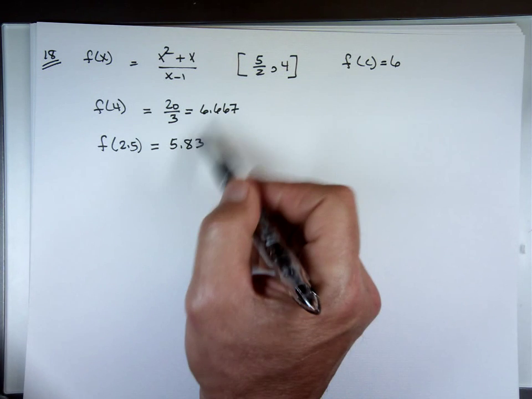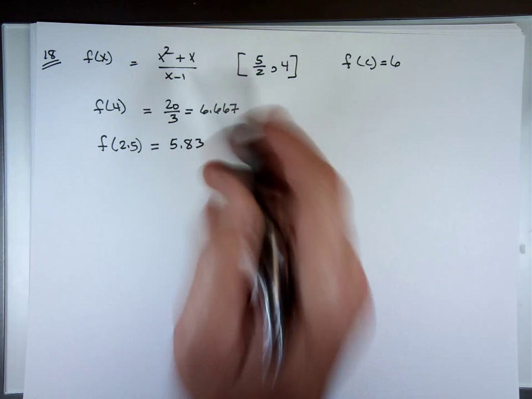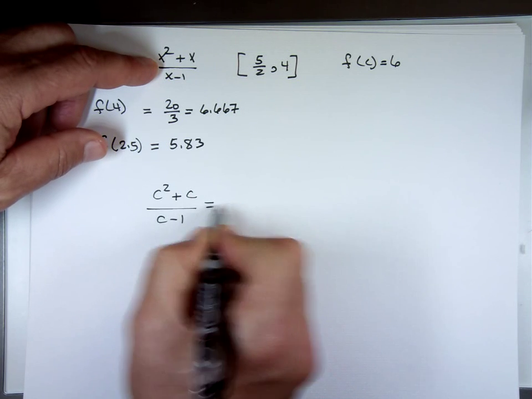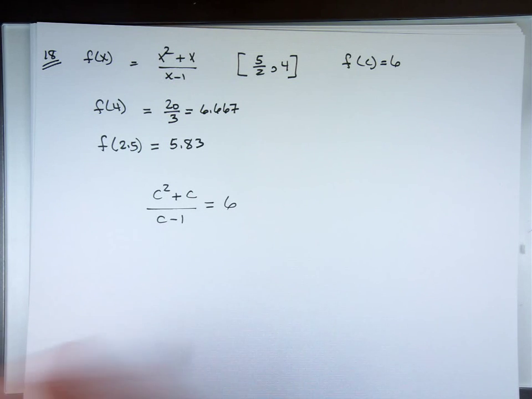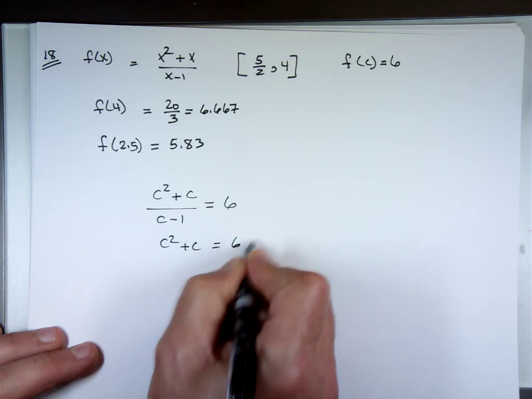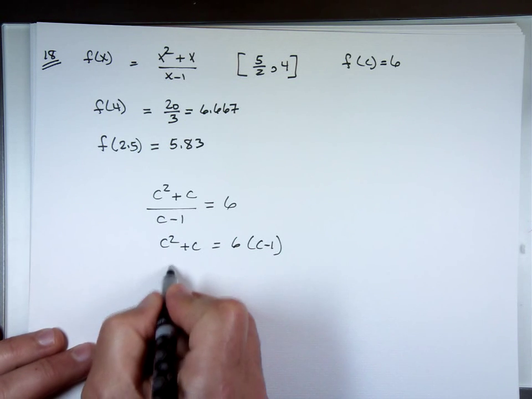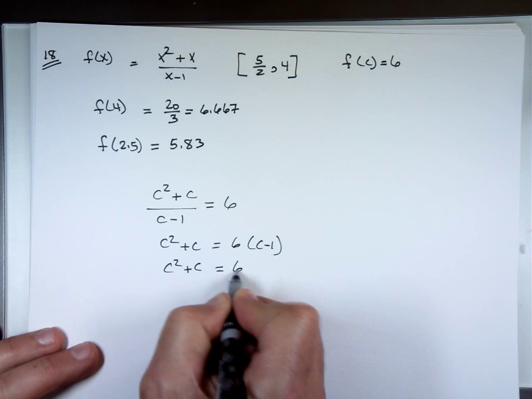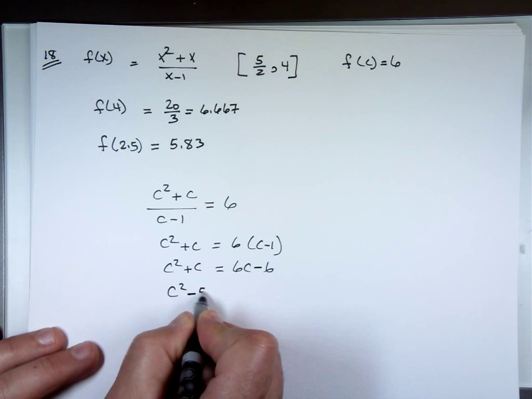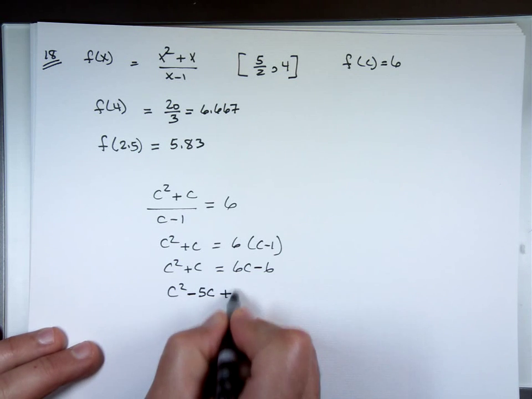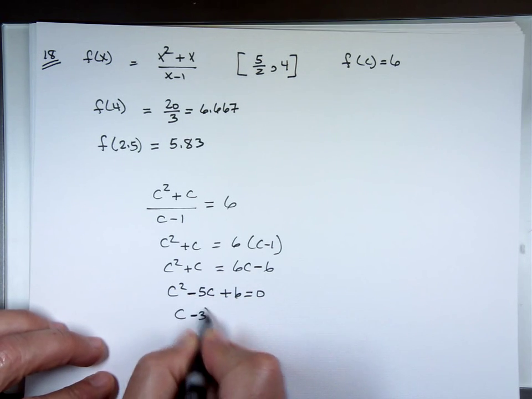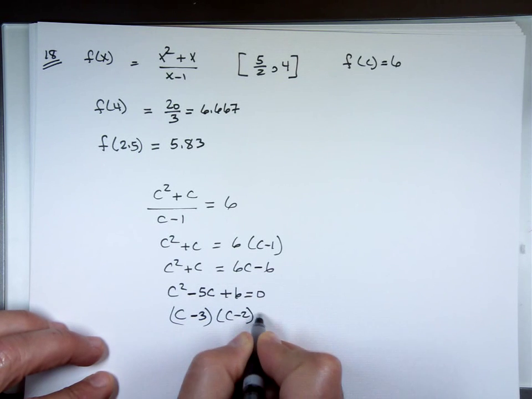So let's take the c and plug it in here. C squared plus c, if you don't want to use x. You can use x and solve it. It doesn't really matter if you use c or x. Multiply both sides by c minus 1. Move everything to one side. Plus 6. Factor that. Negative 3 and negative 2. C equals 3. C equals 2.